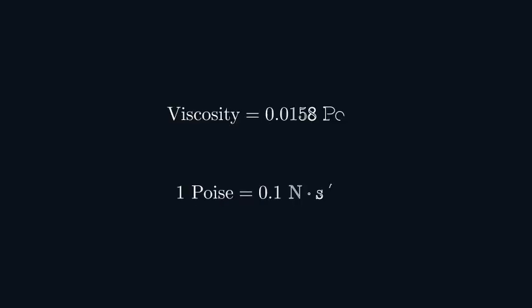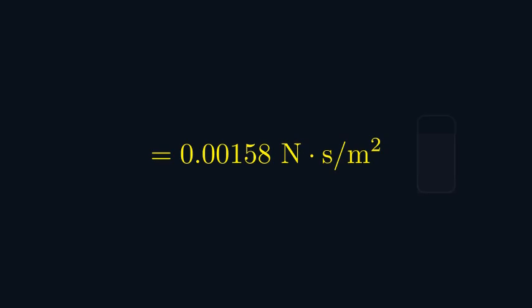Now we can finally answer our original question. We have the viscosity of mercury in poise, and we have our conversion factor. We simply multiply the value in poise by 0.1. This gives us our final answer. The viscosity of mercury is 0.00158 Newton seconds per square meter.